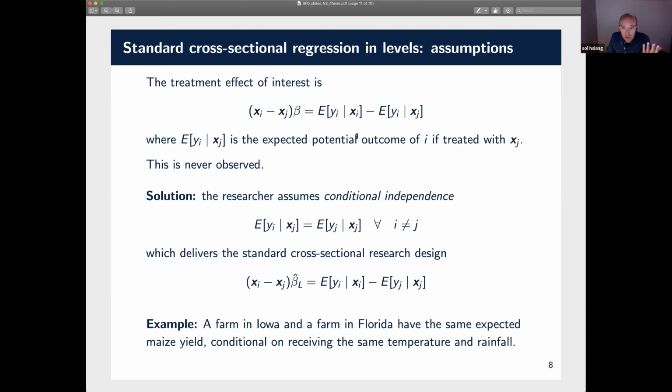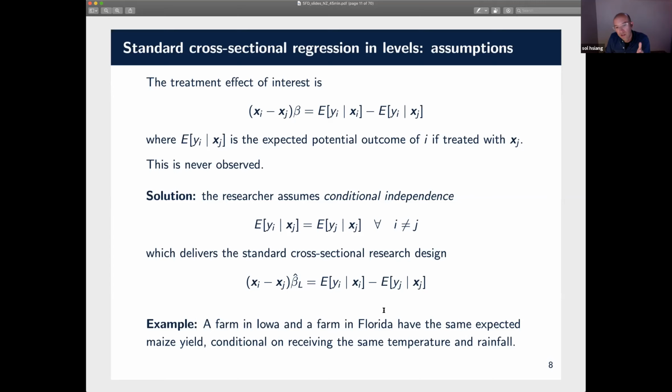The problem is we never observe this right-hand term. We never see individual I assigned to J's treatment. And so we assume conditional independence, which is basically saying that we think conditional on everything we observe, those two things ought to be equal. And then under those conditions, the levels estimator returns an unbiased estimate, if that assumption is true.